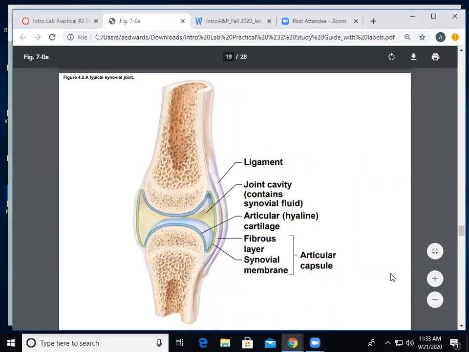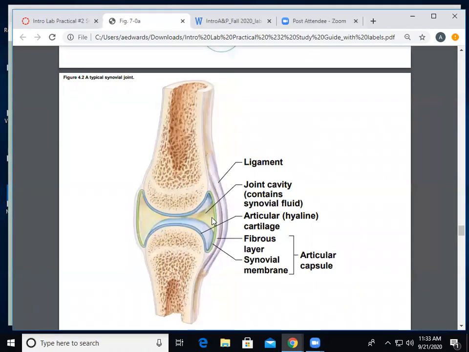All right, let me reduce this just a little bit. So in the joint, this is a synovial joint. Okay, so out here you have a ligament connecting bone to bone. That's what ligaments do. The inside of your joint, you have a space called a joint cavity. Inside that joint cavity, because this is a synovial joint, it has synovial fluid in it. Okay, it's a cushion. Now, on either end of these bones here, you have a layer around the bone of what we call articular cartilage. Okay, it's made up of hyaline cartilage that we learned about before.